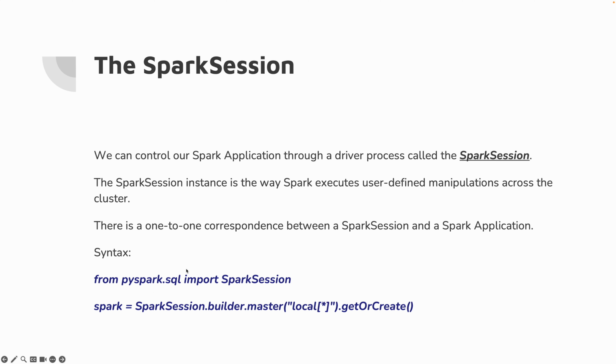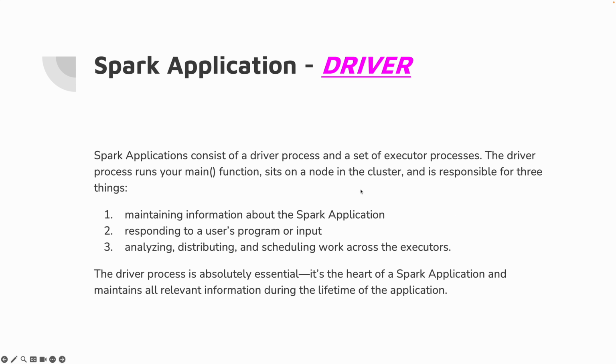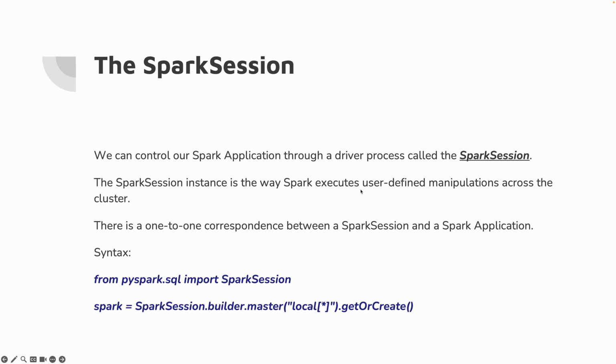Now we can control our Spark application through the driver process called the Spark session. The Spark session instance is the way Spark executes user-defined manipulations across the cluster. There is a one-to-one correspondence between a Spark session and a Spark application, meaning each and every Spark code that you submit will always have one Spark session associated with it.